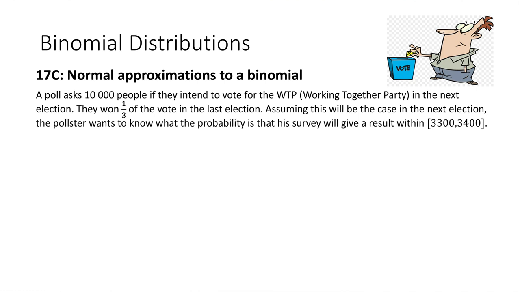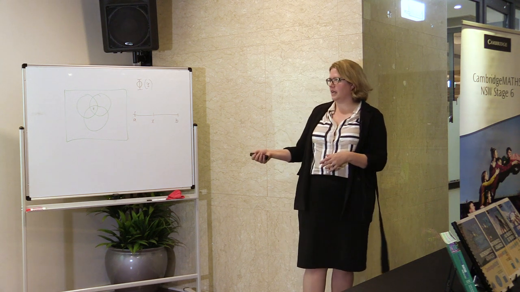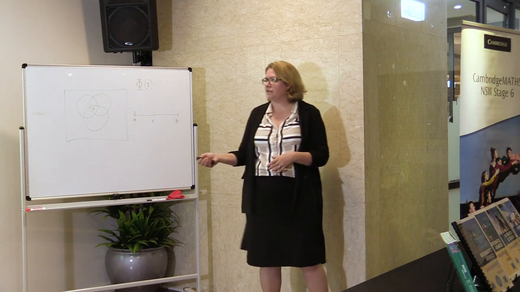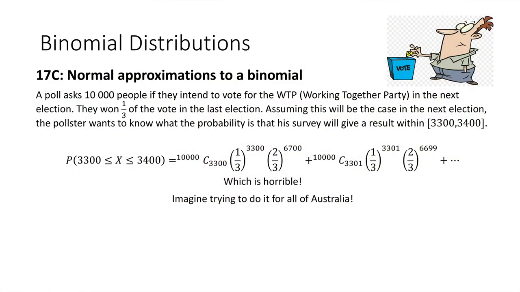So the sort of thing we're looking at is, here's a poll coming out before the election, quite important. Suppose they won a third of the vote in the last election, and a set of results come in from this survey. We want to know what's the probability of that result coming in. So what's the probability that I'm going to get a result between this and this, if it's still true that they won a third of the vote? To work that out, I've got to do this, plus this, plus this, plus 100 different terms. So this would be an absolute pain to work out, and I can't work it out. So I need to find another way of doing it.